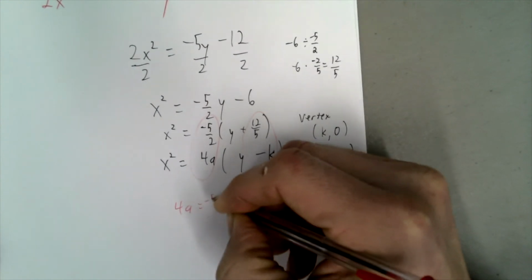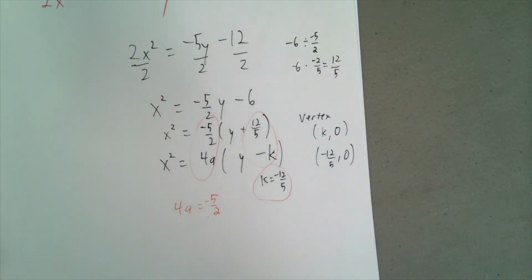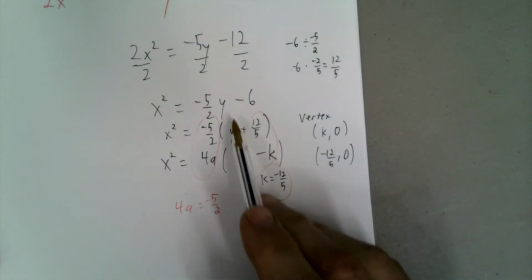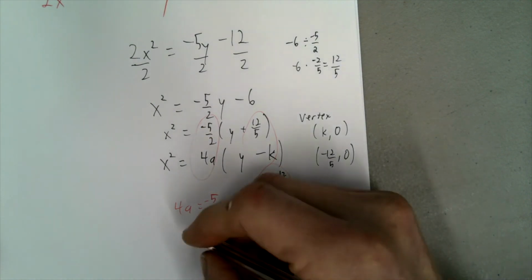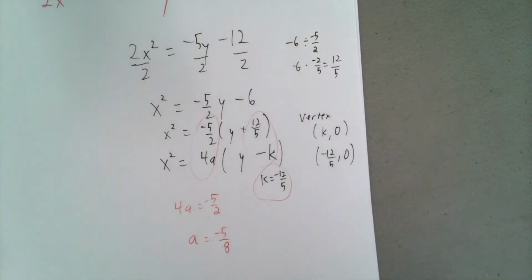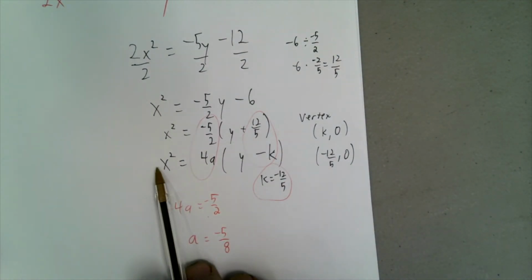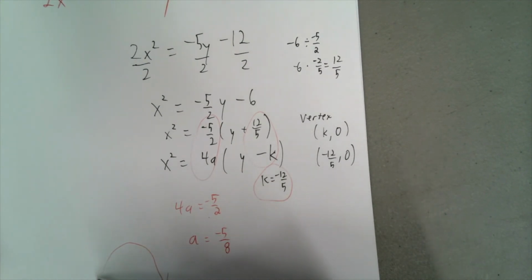4a has to equal negative 5 halves. This is higher level algebra thinking, matching patterns like this and using what we know. But this is in that form now, and the 4a is equal to negative 5 halves, so that means my a value is negative 5/8. If I have an x squared term and a is less than 0, I'm looking at a downward parabola.